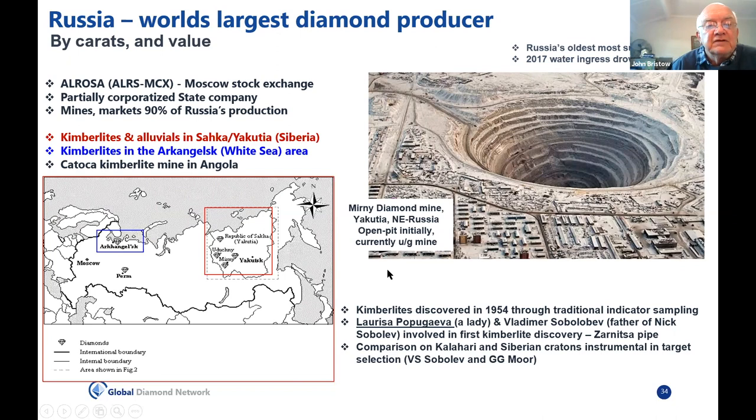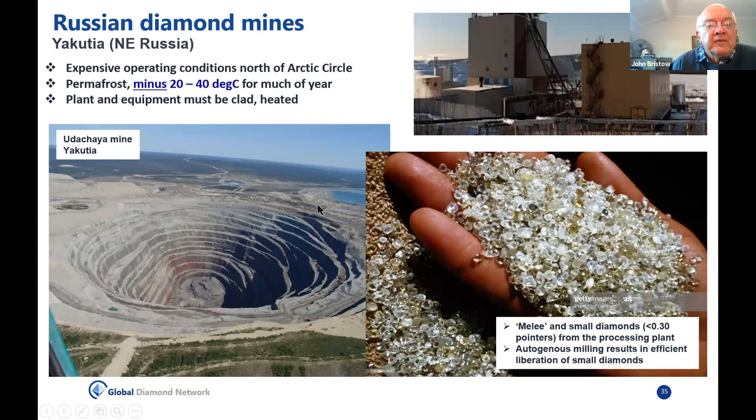a fascinating country. And we see here diamond mines being developed and operated in temperatures that are typically minus 20 to minus 40 degrees, particularly in the winter, so things freeze. This is the Ulachnaya mine. This has been one of their biggest open pits, and this is just a series of pictures of the Ulachnaya complex. You can see the plant on the top right hand side.